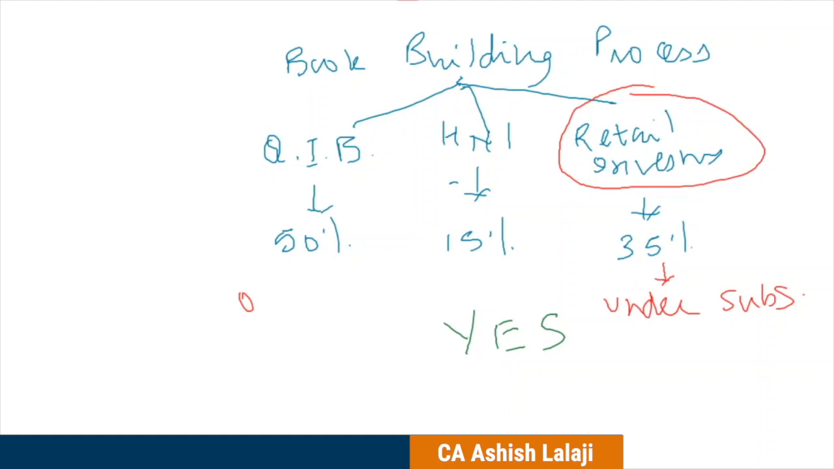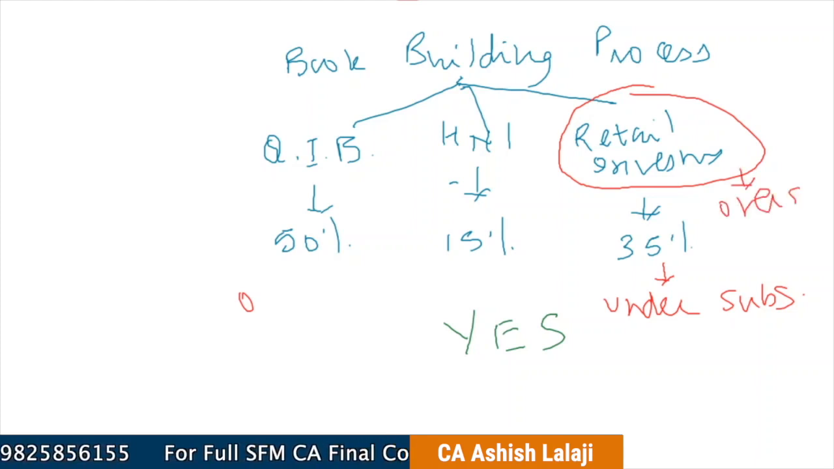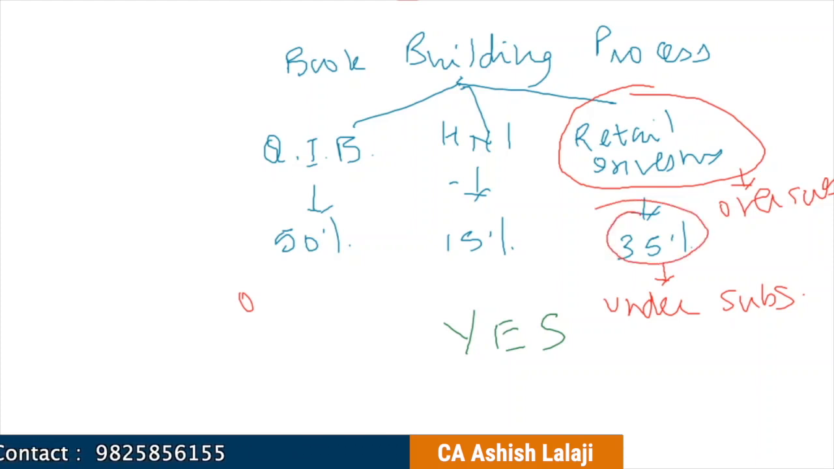It's possible. But in the ideal situation, around 50% is reserved for qualified institutional bidders, around 15% to high net worth individuals, and people like you and me, yes, we will fall in the retail investor category. Around 35% of the issue is initially reserved for us. So in case there is oversubscription over here, you are assured that you will definitely get 35% of the total shares that are going to be issued by the company. So basically, we are now in a position to understand the concept of book building process that much better.